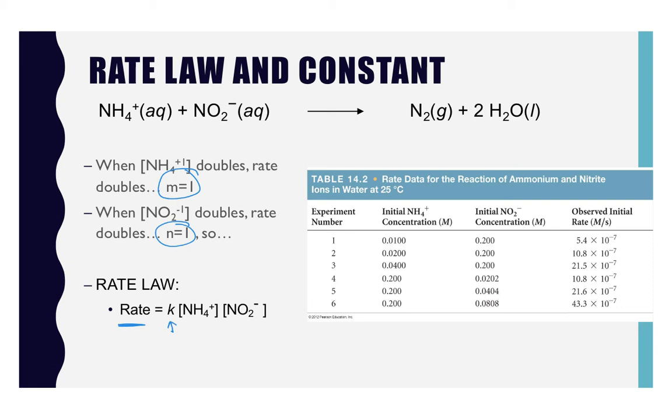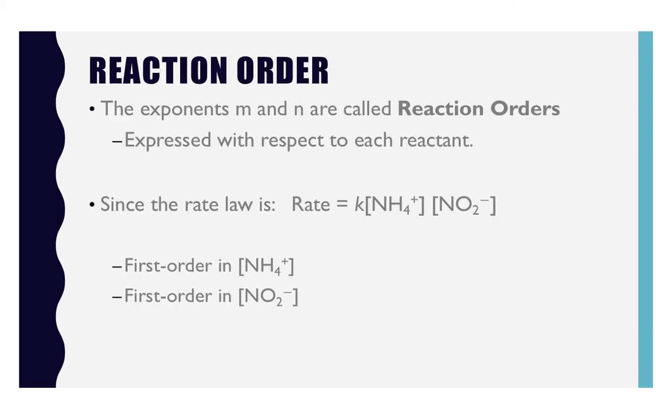Rate equals the rate constant times the concentration of the NH4 to the first power times the concentration of the NO2 to the first power. That then is the rate law for this reaction. Okay, those exponents that we have are given a name. We call them the reaction order, and we express them with respect to each reactant.